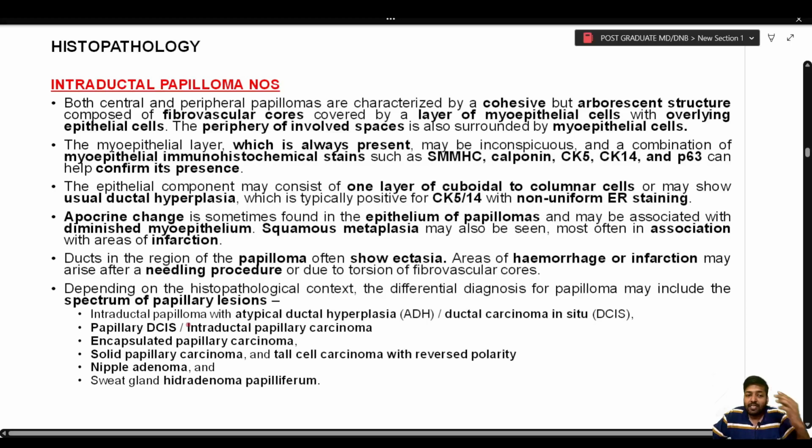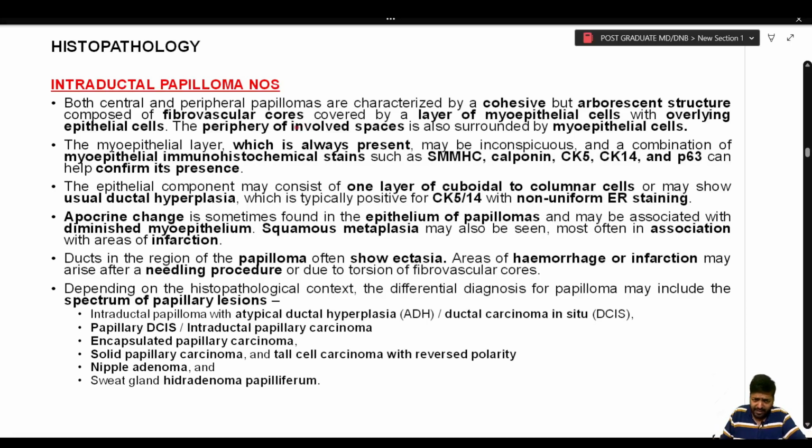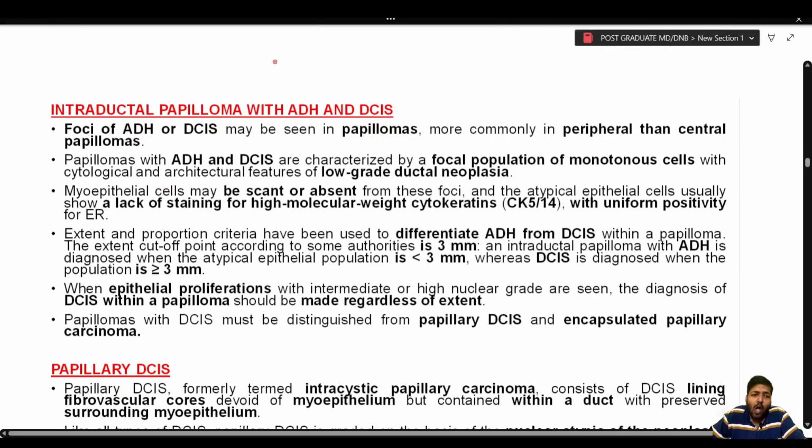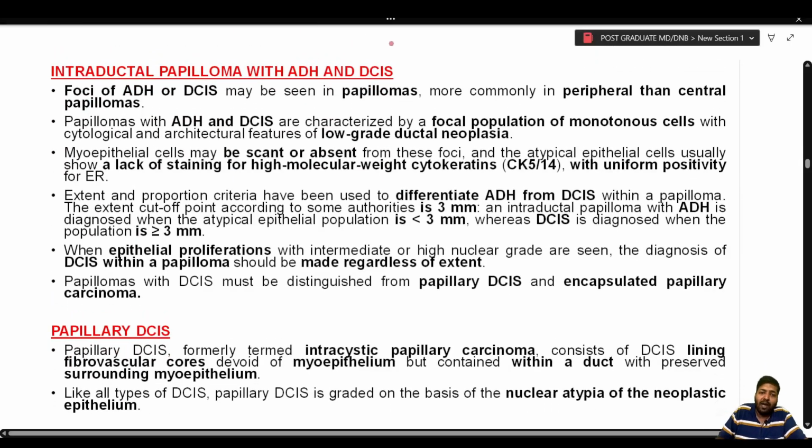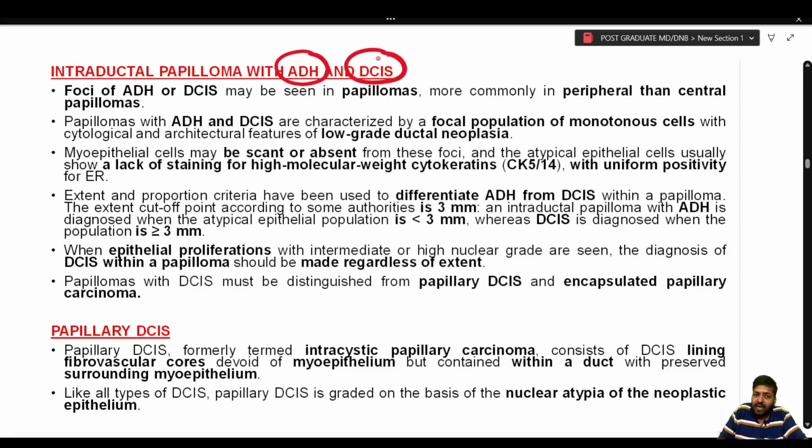Coming to the histopathology. Now papillomas can occur in various forms. You might just come across a papilloma NOS, so only a papilloma is present, or along with the papilloma, in the papillomatous growth, you might see areas of ADH or DCIS. So how do we differentiate? When the lesion is less than 3 millimeters, we will call it ADH. When the lesion is more than or equal to 3 millimeters, we will use the term DCIS.